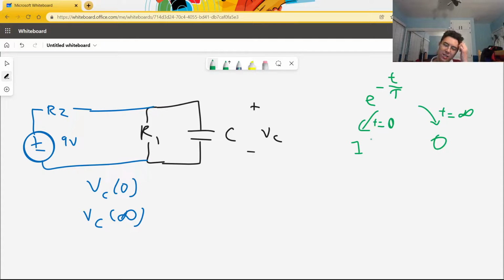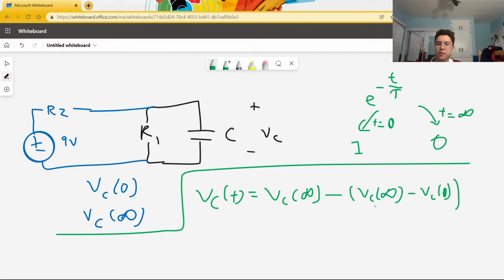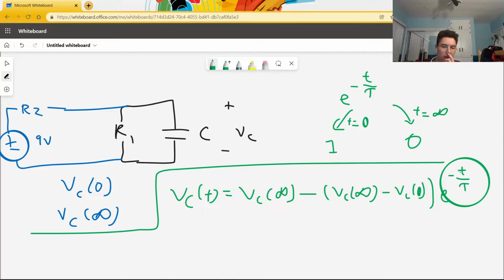So we simply need to create an equation where if t equals 0, the voltage across the capacitor is Vc at 0, and at t equals infinity, the voltage across the capacitor is Vc at infinity. Our equation is as follows. Vc at time t equals the voltage of the capacitor at infinity, or in the steady state, minus the difference in voltage between the steady state and the initial state, times e to the negative t over tau.